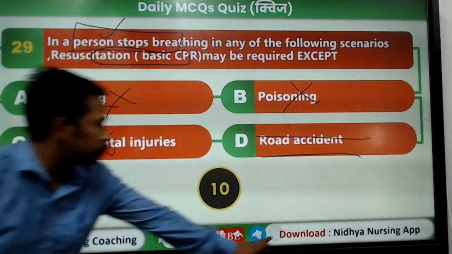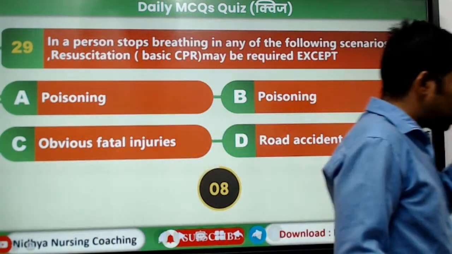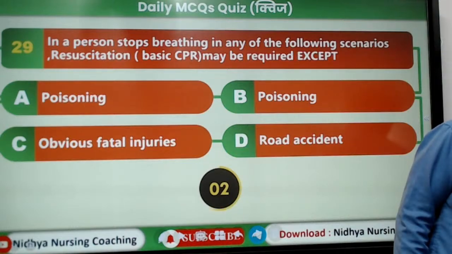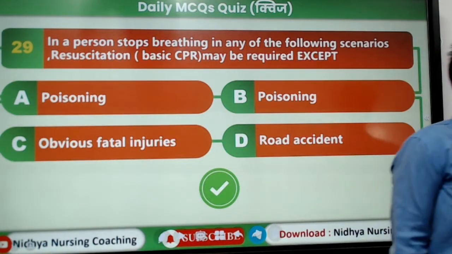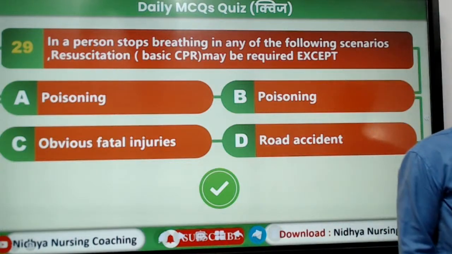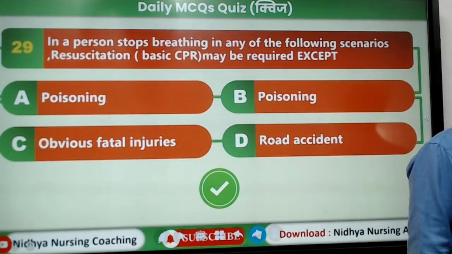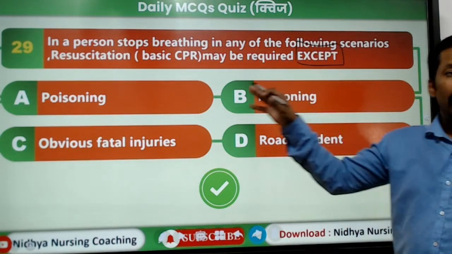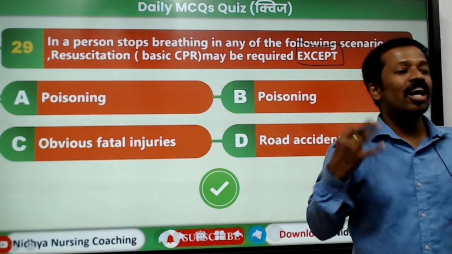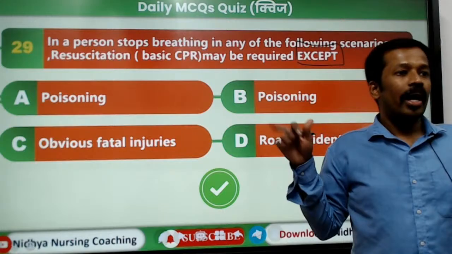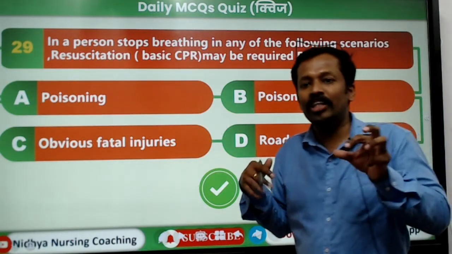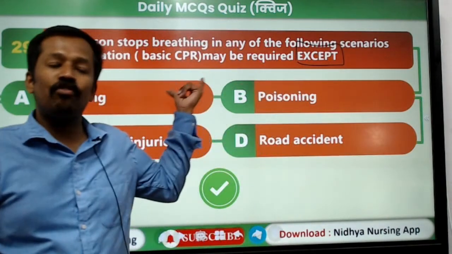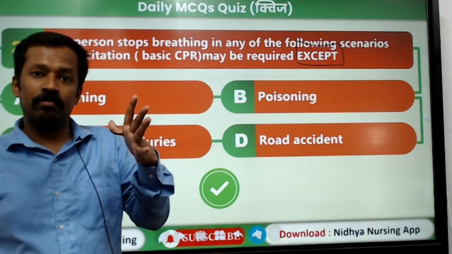Okay, now next one. In a person who has stopped breathing, in any of the following scenarios, resuscitation, that is basic CPR, may be required except. Among these conditions, in which condition are we not giving CPR? That is a simple question. Either rescue breath or chest compression. Among these four options, which option are we not giving CPR?